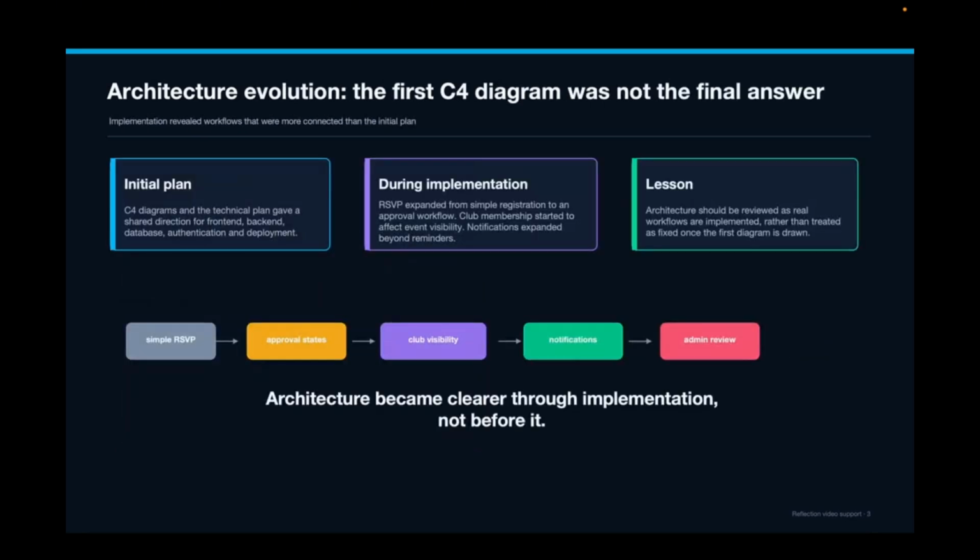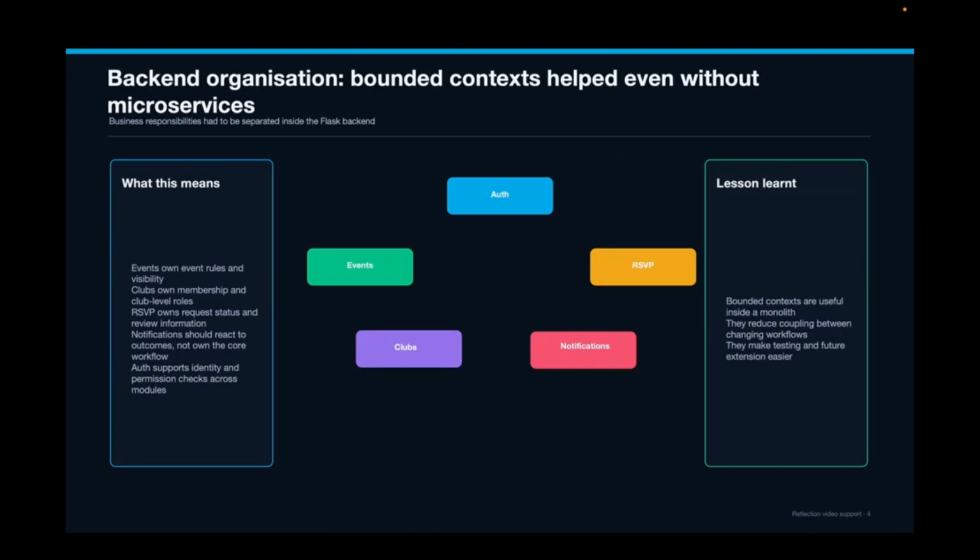Another lesson was that the architecture should evolve during the implementation. Our initial architecture design gave the team a useful direction. As the implementation continued, some workflows became more detailed and connected. This shows the need to review the architecture throughout the development. The first design provides the starting point, and the later design decisions need to respond to what the team discovered during implementation. We also learned that clear boundaries are important in any architecture. Different parts of the backend have different responsibilities, so each area needs a clear purpose and understandable interaction with other components.